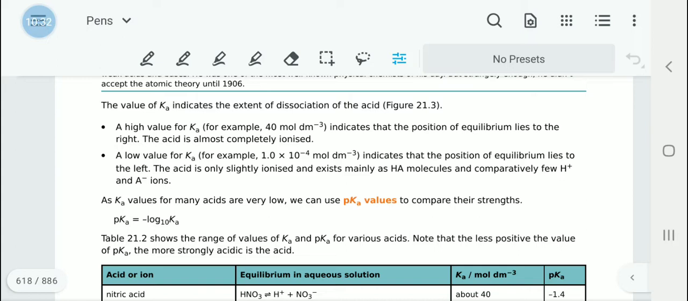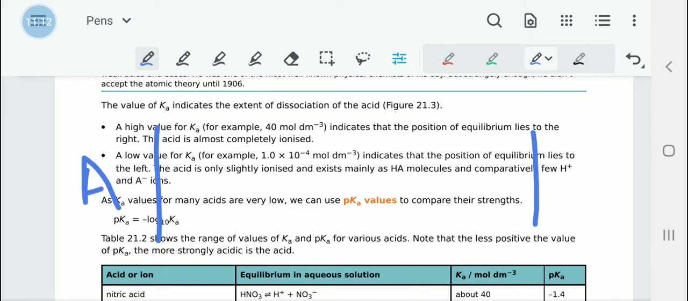So if there is a high value for Ka, for example, if you have 40 moles per cubic decimeter, then that means the position of equilibrium is going to lie more to the right. So that means the acid is almost completely ionized. So that is going to be for a stronger acid. Then a low value for Ka means the equilibrium position is going to lie to the left. That is, now if you consider, if this is the end point, so this is the acid at this point and this is the products.